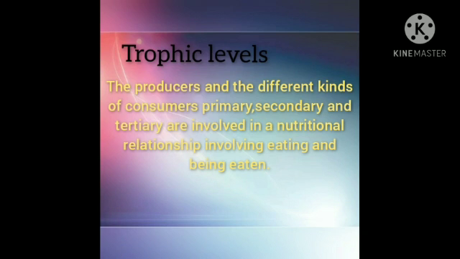Trophic levels. The producers and the different kinds of consumers, primary, secondary and tertiary, are involved in a nutritional relationship involving eating and being eaten. They represent different levels of feeding in the ecosystem, hence are described as trophic levels.